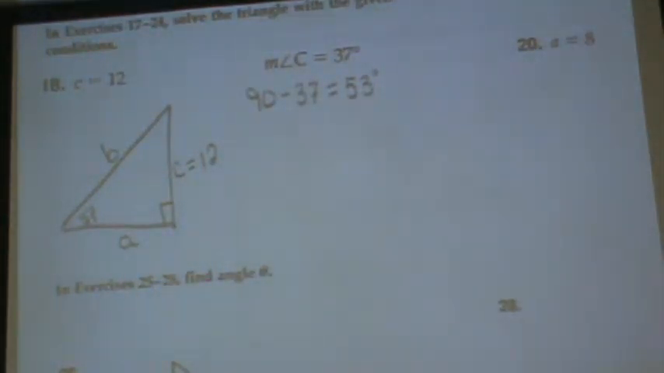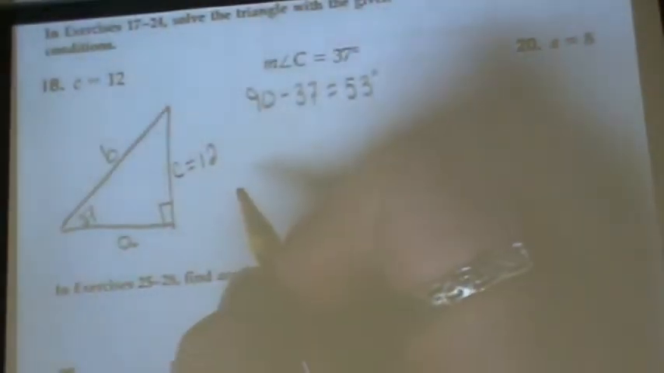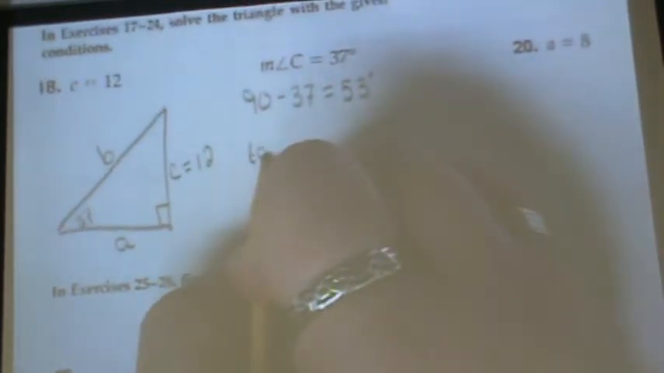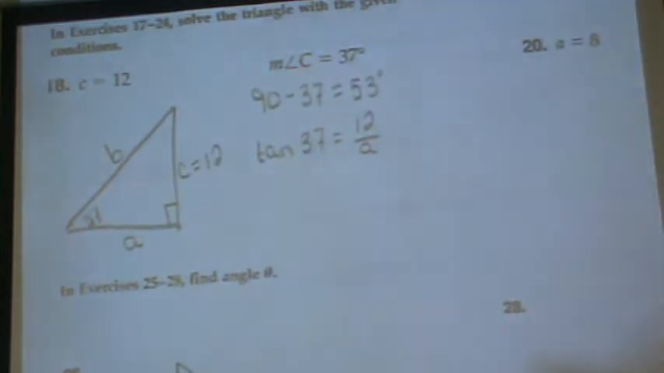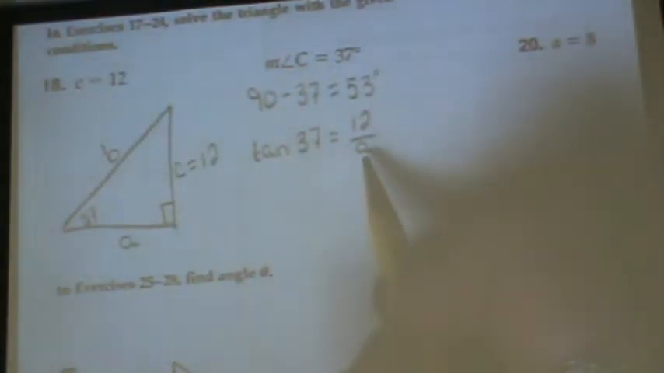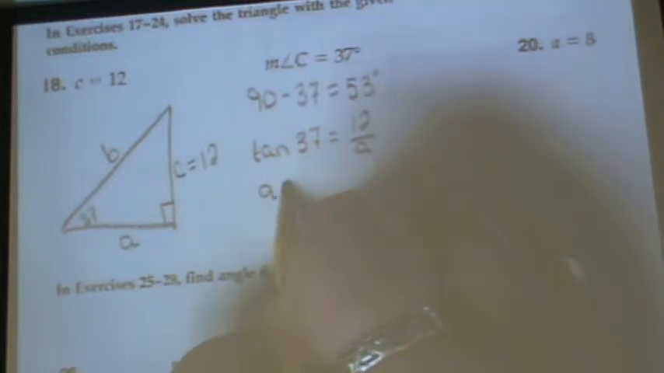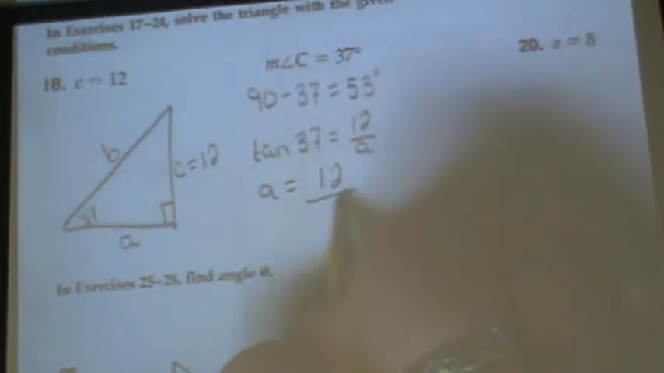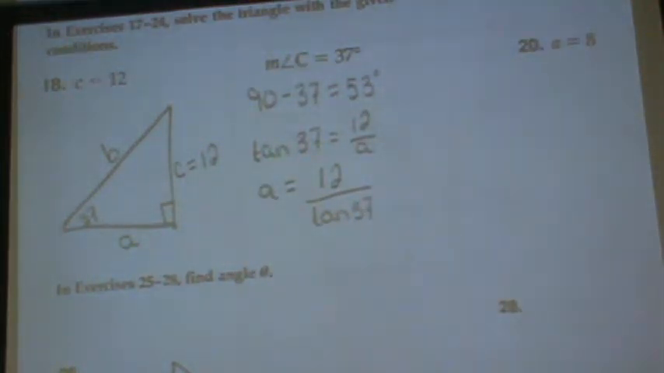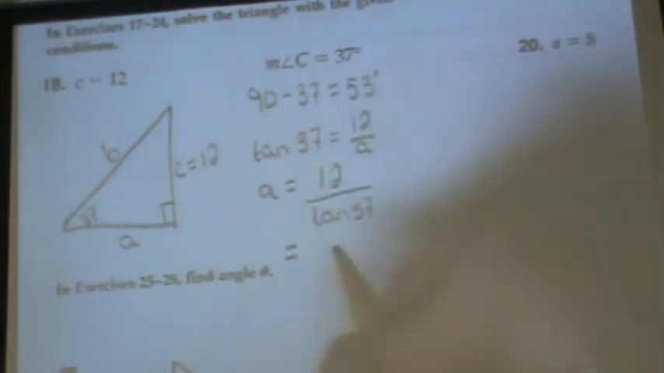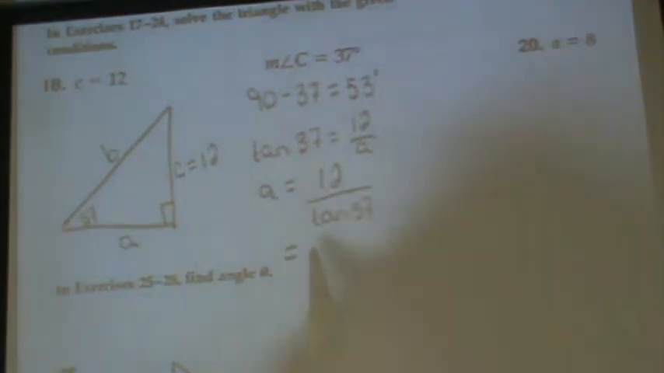And then to find A and B, again, this is like what we did in the beginning. You can use whatever trig function or trig ratio you want. So we could do tangent of 37 equals 12 over A. And then solving for A, we're going to have A equals 12 over tangent of 37. And you plug that into your calculator, and you'll get that A equals 15.92.